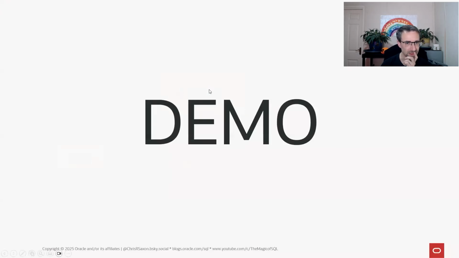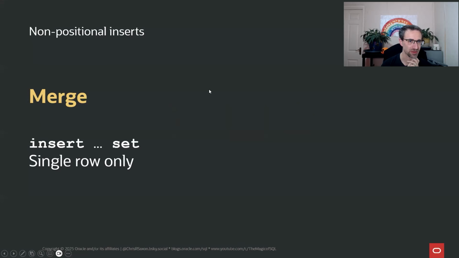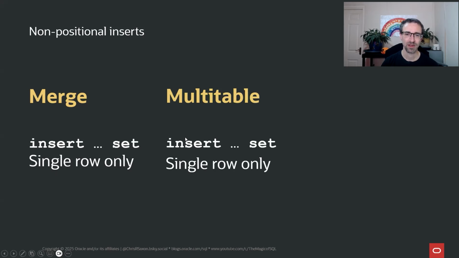So let's recap on those. Non-positional inserts. We saw the most common things like regular insert in single row, and insert select. All forms of insert support this new syntax. That includes merge. We can use insert select. Again, we can only merge one row at a time. We can't duplicate that. Multi-table, again, we can only do one row at a time in each into.